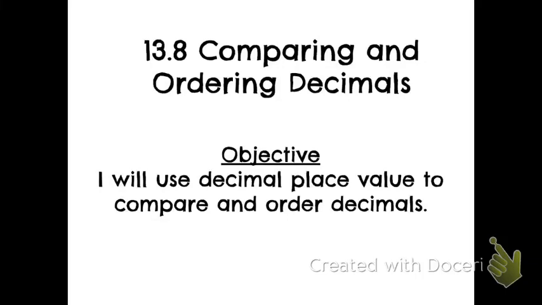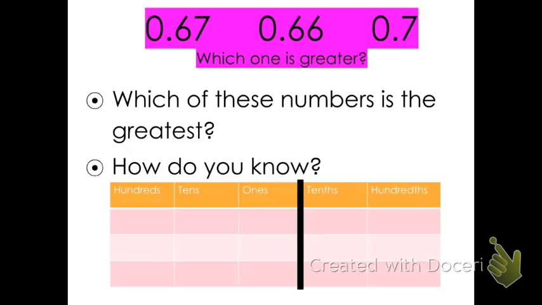Today's lesson is 13.8, Comparing and Ordering Decimals. The objective for today is that I will use the decimal place value to compare and order decimals. In your notes, you should have a place value chart similar to the one that's pink and orange right here in your notes. Which of these numbers is the greatest, and how do you know?